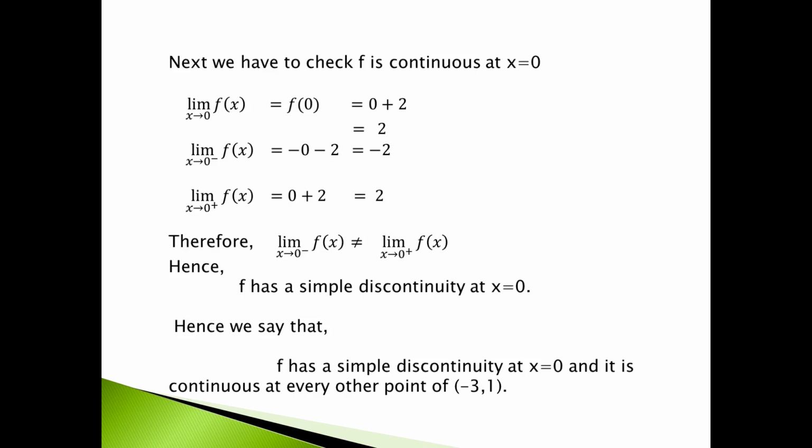Hence, we say that f has a simple discontinuity at x equal to 0 and it is continuous at every other point of (minus 3, 1).